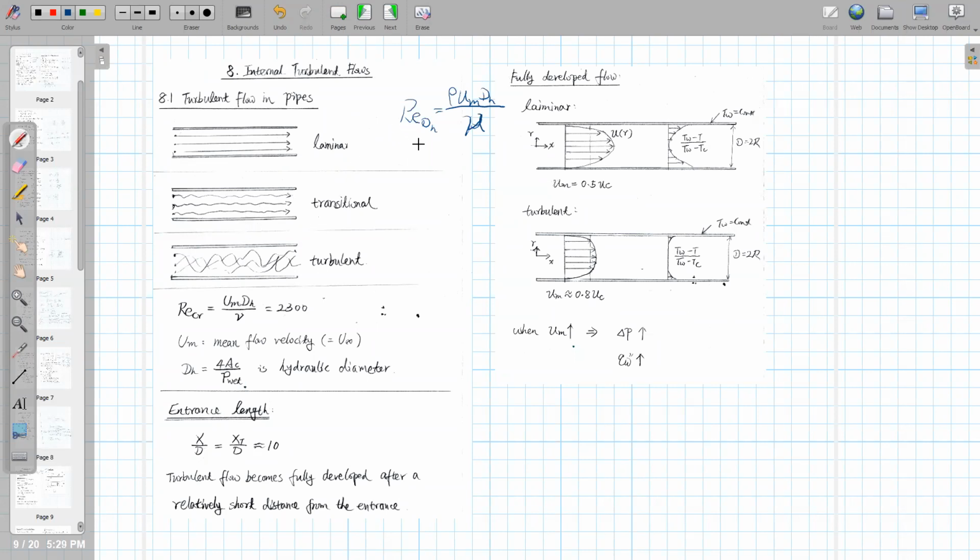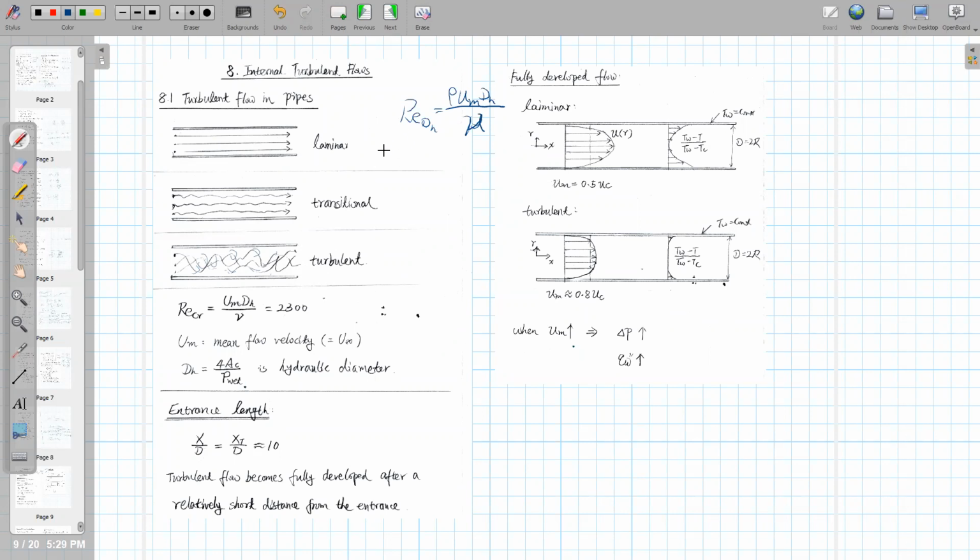But if the Reynolds number becomes very large, the flow will become fully turbulent. If you track the streamlines, they will cross each other, and you will have vortices here, vortices here, vortices here. A lot of vortices increasing. So the flow will become turbulent flow.